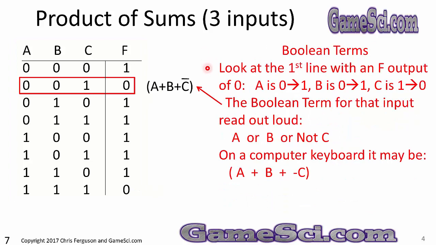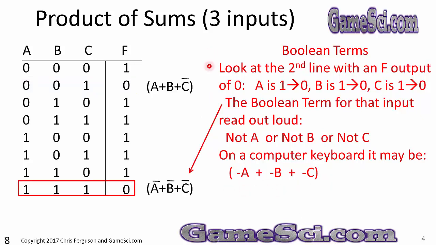Boolean terms. Look at the first line of the truth table with an F output of 0. A is 0, we'll change that to a 1. B is 0, change it to a 1. C is 1, change it to a 0. The Boolean term for that input read out loud: A or B or not C. On a keyboard, it may be this.